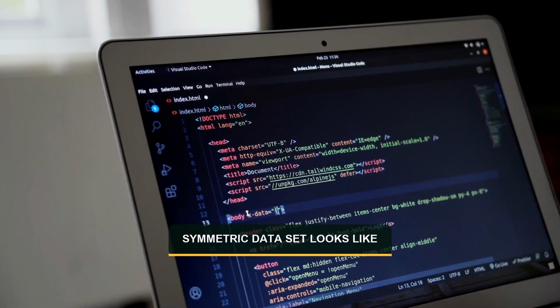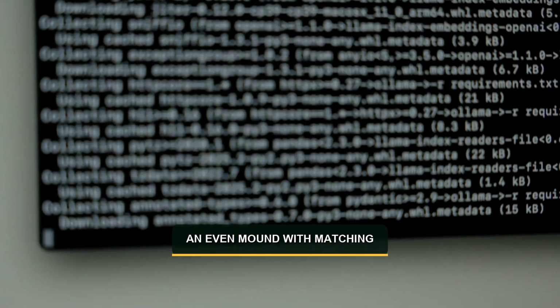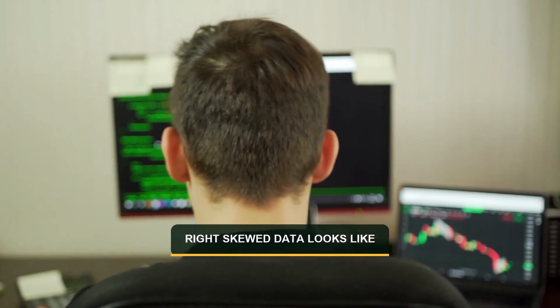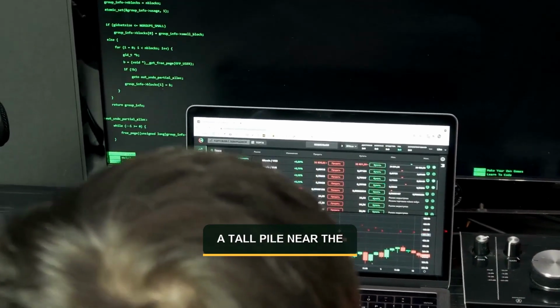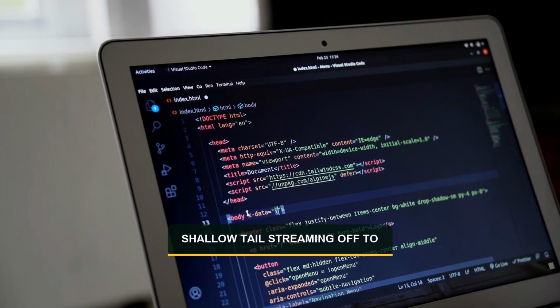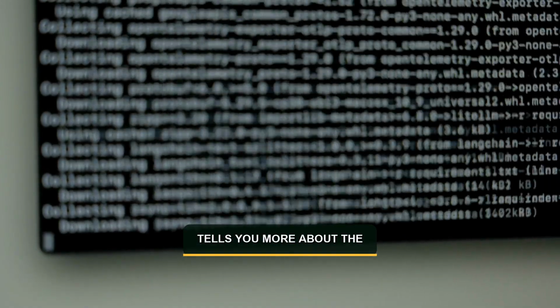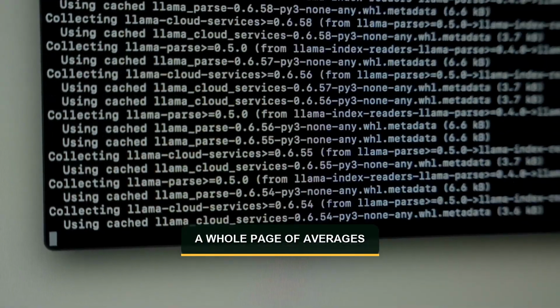A symmetric dataset looks like an even mound with matching slopes on both sides. Right skewed data looks like a wave that has broken to the left, a tall pile near the low end with a long shallow tail streaming off to the right. One honest picture like that tells you more about the shape of your business than a whole page of averages ever will.